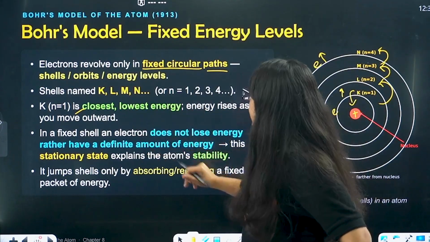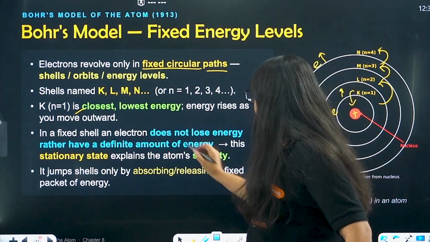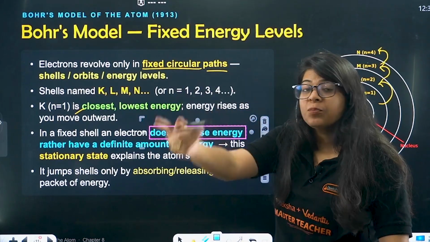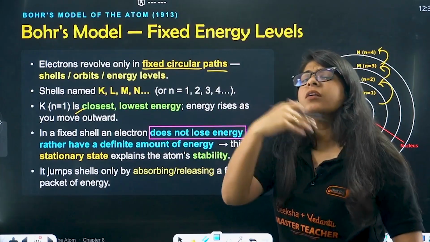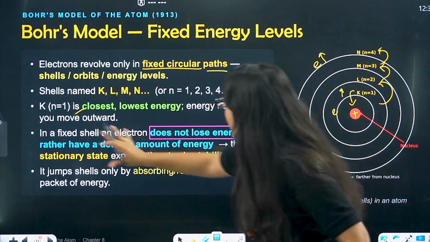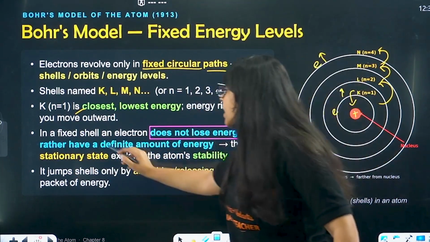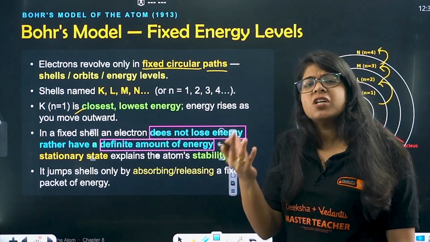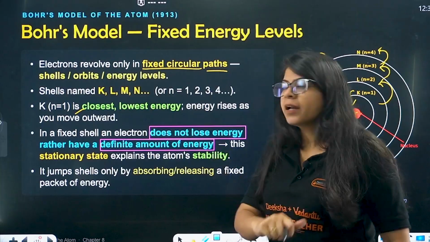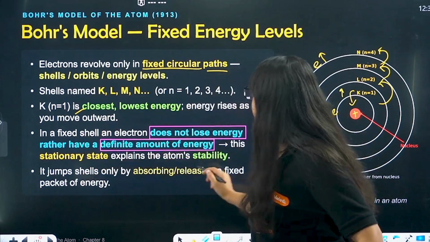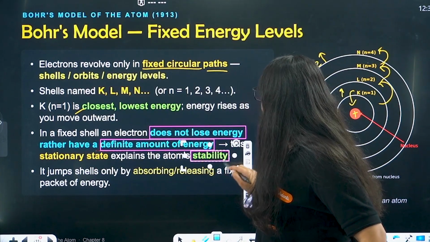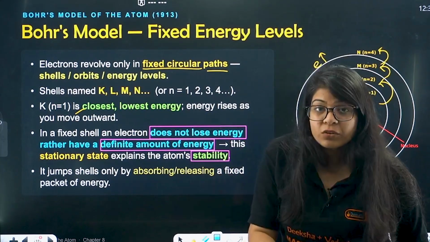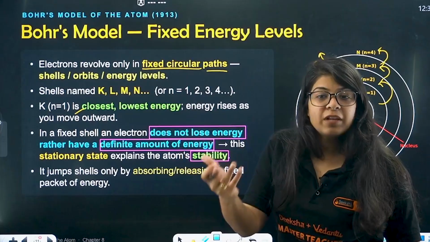In a fixed shell, an electron does not lose energy. Very important: in a fixed shell, the electron does not lose energy. That's the main point that Rutherford could not explain. They have a definite amount of energy, and that's why it's called a stationary state. Stationary means not changing, not moving. This stationary state explains the atom's stability, and hence it was explained that since the electron is not losing energy, it will not fall into the nucleus, and hence the atom will not collapse.